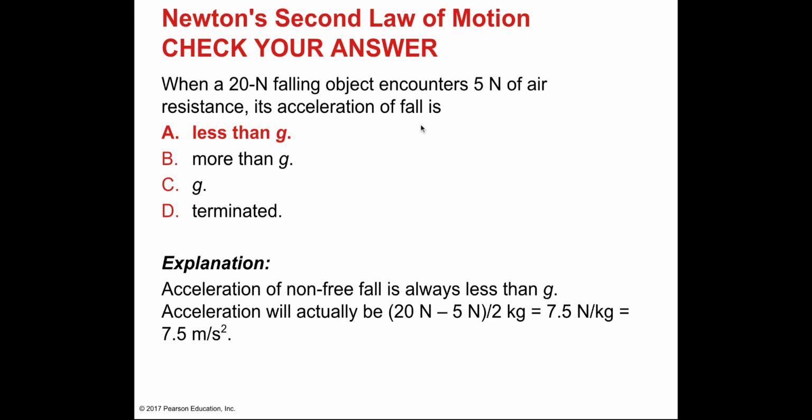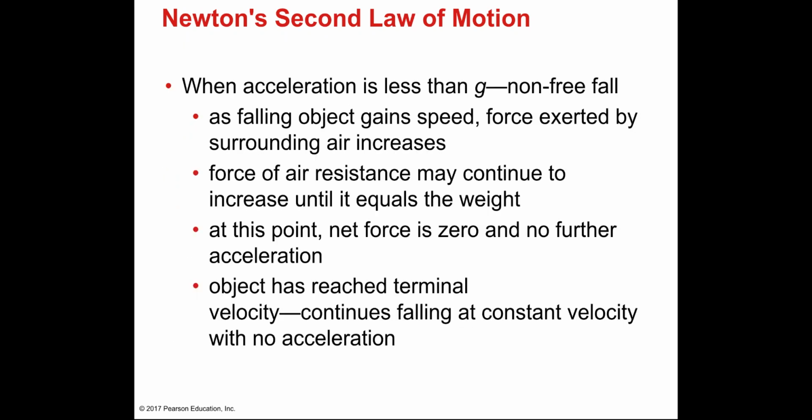And so because of that, the object is going to have less than g, because remember, g is fully established, or is going to be 10, when there's no air resistance. There's no force that is reducing the weight. So when acceleration is less than g, those are non free falling objects because air resistance is acting on those objects.